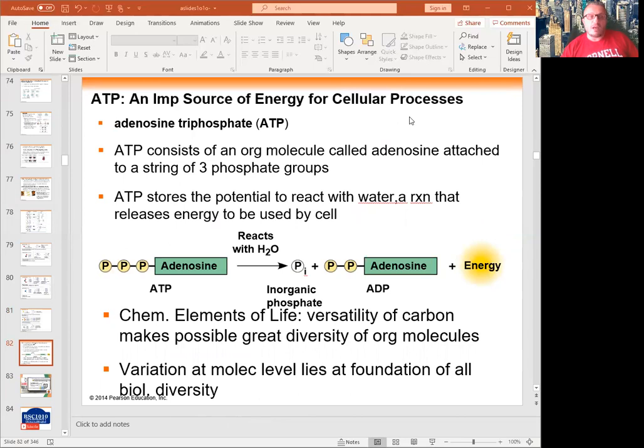ATP is the source of energy and the energy unit for cellular processes, and stands for adenosine triphosphate. If it is used, it becomes ADP. And if you want to make ATP, you add energy to ADP.